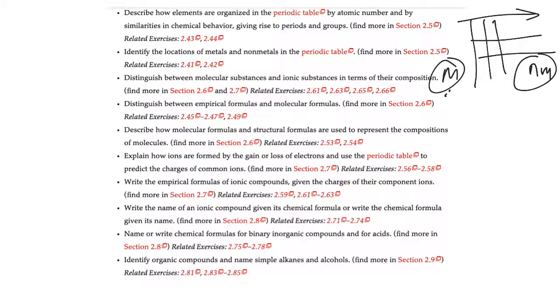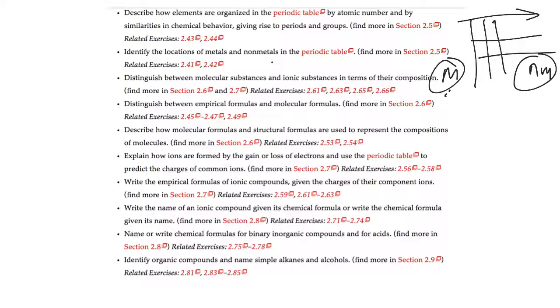We can get a basic sense of what some of these different trends are here in Chapter 2. We'll spend more time on that when we get to Chapter 7. We want to identify the locations of the metal and non-metal elements in the periodic table. Again, metals on the left side, non-metals on the right side. We want to distinguish between molecular and ionic substances. We talked a little bit about this in our second lecture, about the difference between water being a molecular compound and NaCl being an ionic compound. We'll take a look at that in more detail here in Chapter 2.